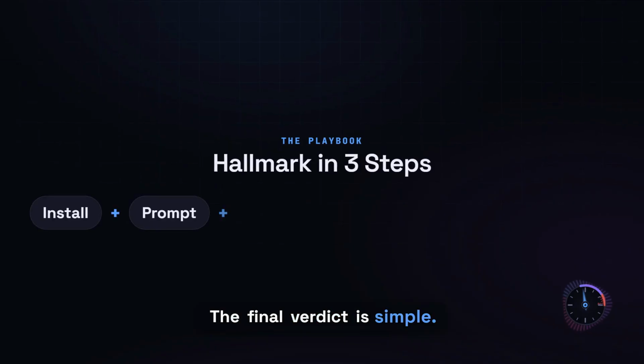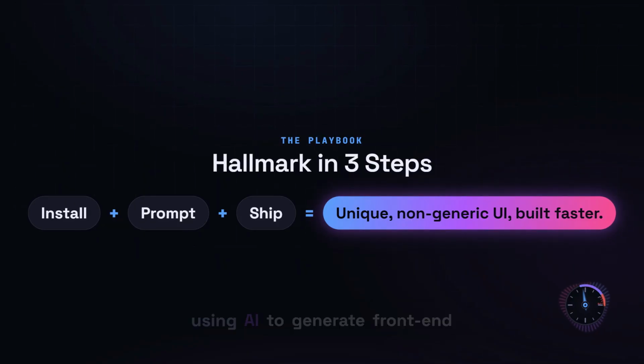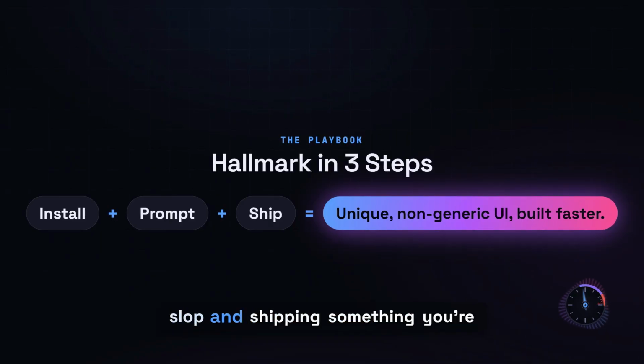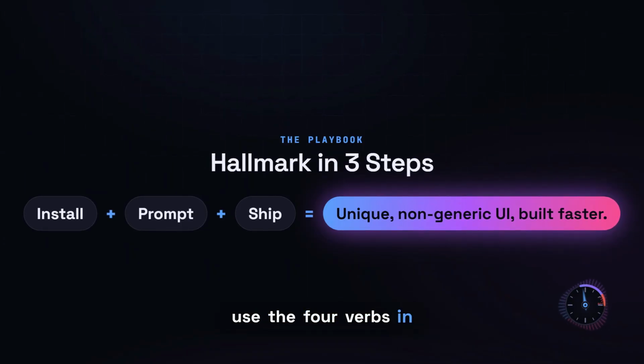The final verdict is simple. Hallmark is an essential, free skill for any developer using AI to generate front-end code. It's the difference between shipping slop and shipping something you're proud of. The recipe is simple. Install the skill, use the 4 verbs in your prompts, and ship better UI.